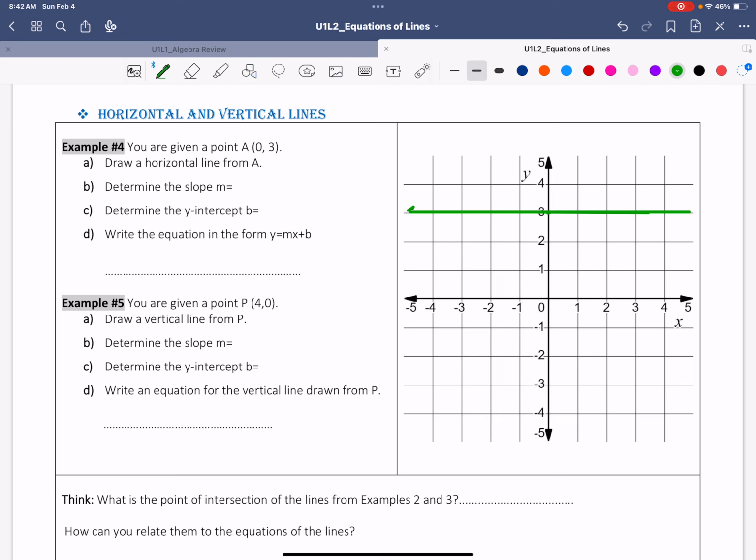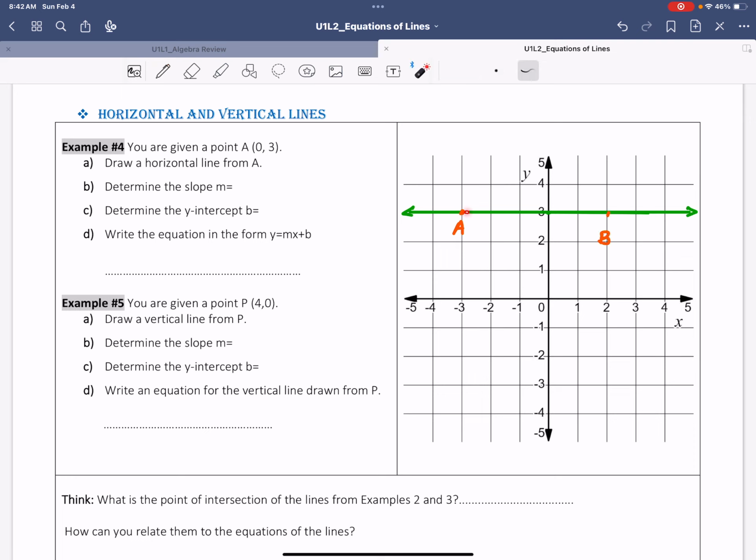And arrows at both ends. And we're going to have to determine the slope. So to find the slope of a line, we pick any two points and we figure out how far we have to rise, how far we have to run to go from one point to the other. So I'm going to pick this point here, point A, and this point here, point B.